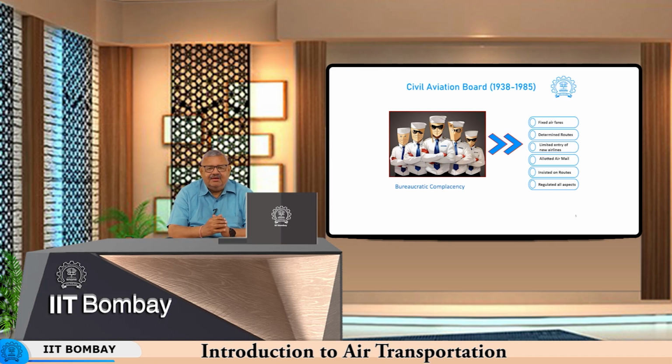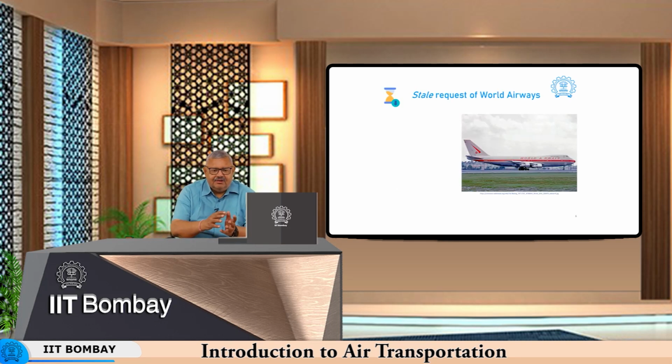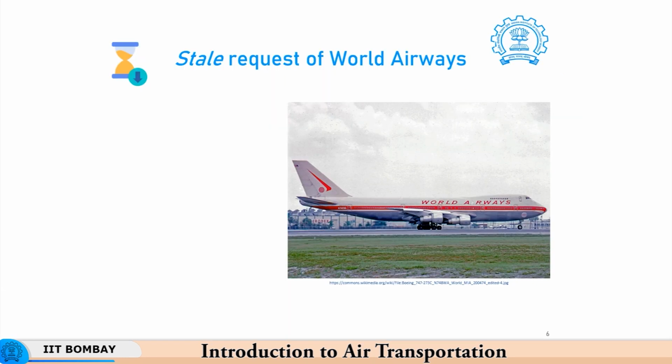So, there are many accusations that CAB became very bureaucratic, and I will give you just one example. This is called in air transportation history the stale request of World Airways. World Airways was an airline which no longer exists, which, as you can see, used to operate aircraft like the Boeing 747, which is there on the screen.